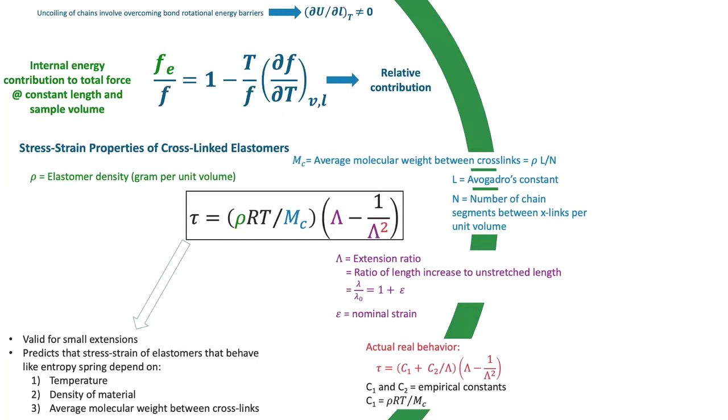Another type of real-life polymer elastomer that we commonly see is the cross-linked elastomer. So here we'll take a look at the stress-strain properties of cross-linked elastomers. When you stretch the cross-linked elastomers, there will be an increase in length relative to the unstretched length, and this is called the nominal strain, given by epsilon. Sometimes deformation is also expressed as the extension ratio, shown here by lambda.